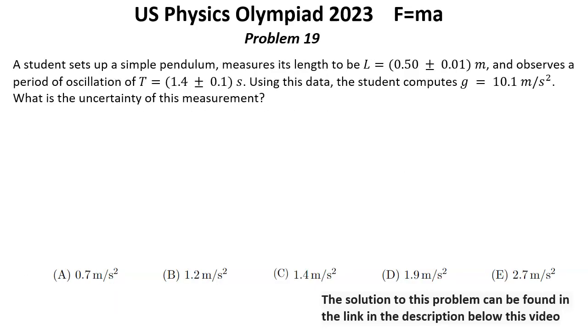Problem number 19. A student sets up a simple pendulum, measures its length to be L equal 0.50 plus or minus 0.01 meters, and observes a period of oscillation of T equal 1.4 plus or minus 0.1 seconds. Using this data, the student computes g equal 10.1 meters per second squared. What is the uncertainty of this measurement?